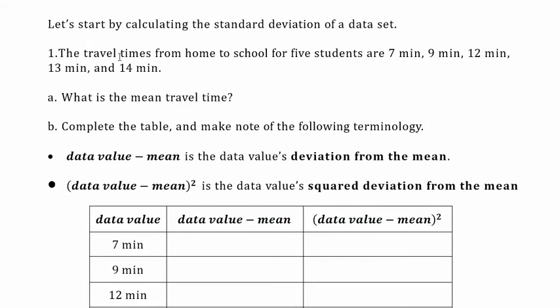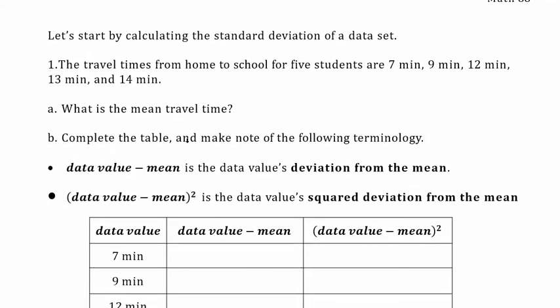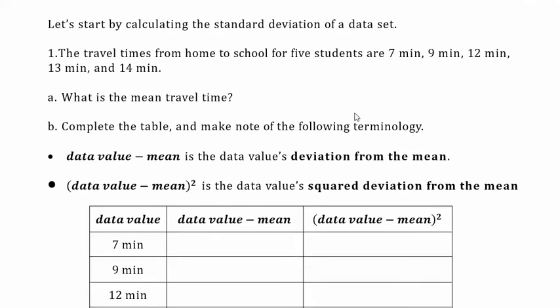All right, let's start by calculating the standard deviation. It's easiest to go through a particular example and see how it works, and then we'll list out the steps for doing that. Let's say we've got the travel times from home to school for 5 students. This is our data set: 7 minutes, 9 minutes, 12 minutes, 13 minutes, and 14 minutes.